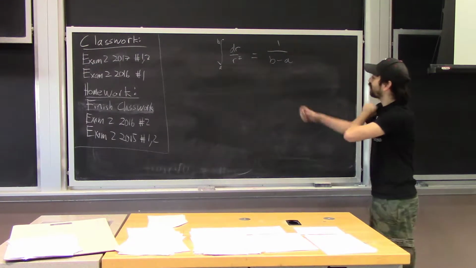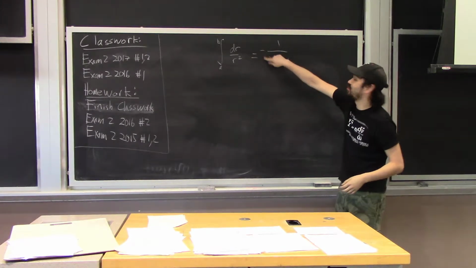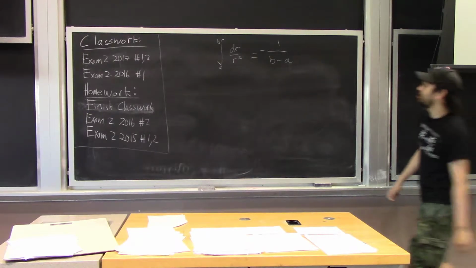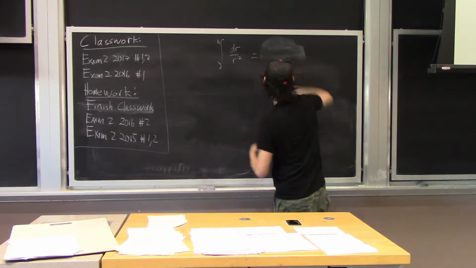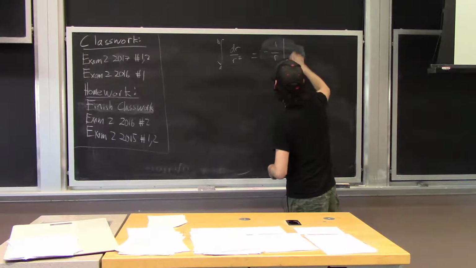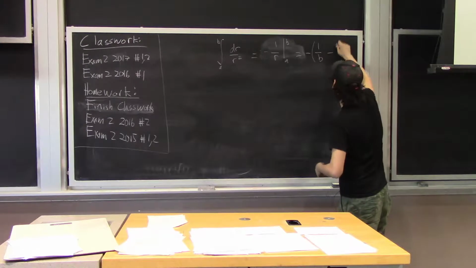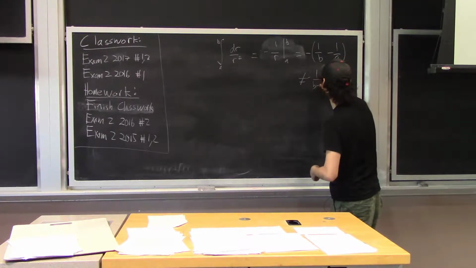Well, that could be part of a problem here, but that's not the primary problem. So you're saying, okay, there should be a negative sign here. Yeah, that is an issue. There's another issue here. Exactly. So really what this is, is minus 1 over r evaluated from a to b, which is equal to minus 1 over b minus 1 over a, which is not the same thing as minus 1 over b minus a.